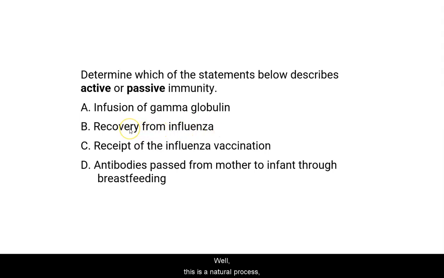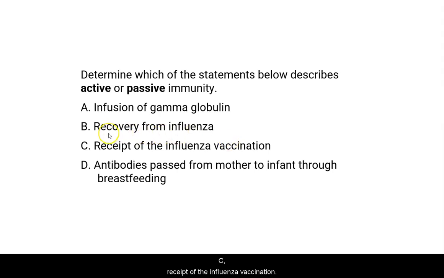B, recovery from influenza. Well, this is a natural process. So it's not a medical procedure. So it's going to be natural. And then it's using our normal biological response. We're creating an immune memory from influenza. So B is going to be natural active immunity.